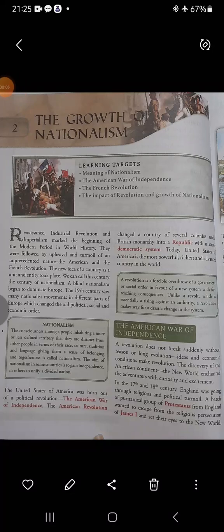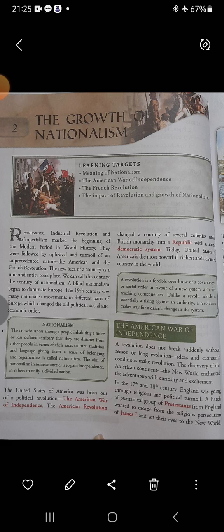Good morning, everyone. Today we are going to start with chapter 2 of your history, that is the growth of nationalism. Now, all of you have studied regarding the freedom struggles which have taken place in India before the independence of India. Now, throughout the world, the history of freedom struggle is quite common. Otherwise, independent nations wouldn't have been born out of it.